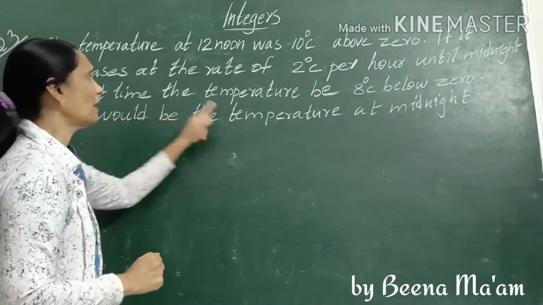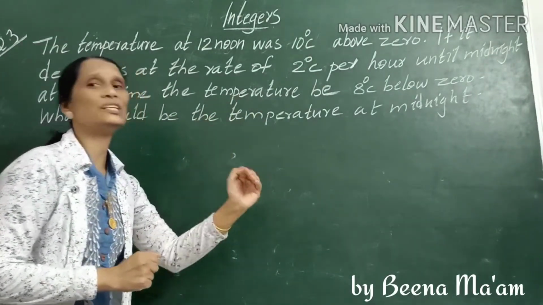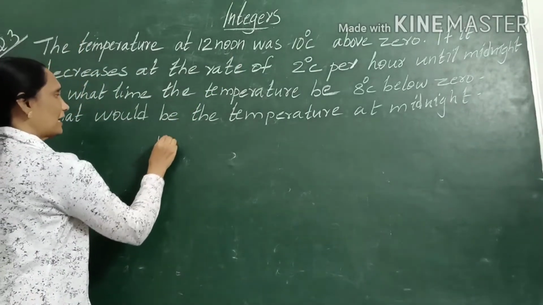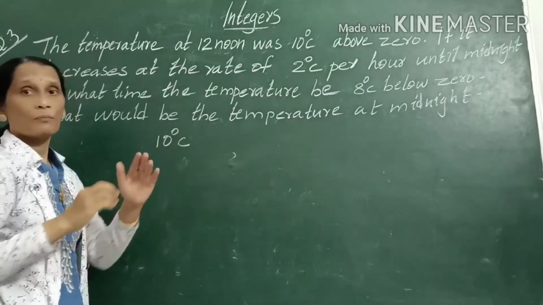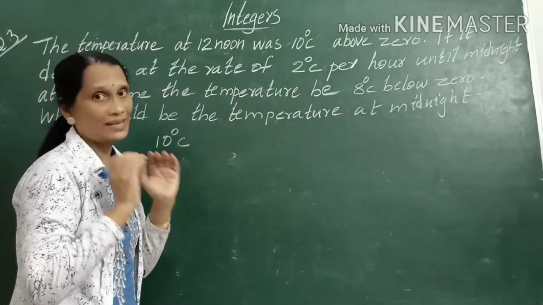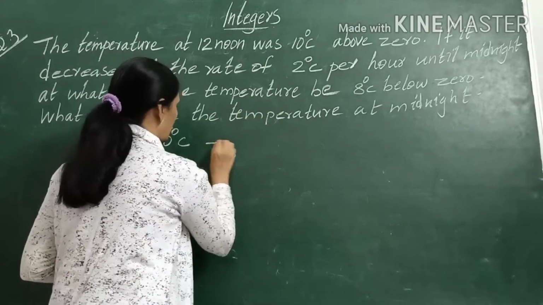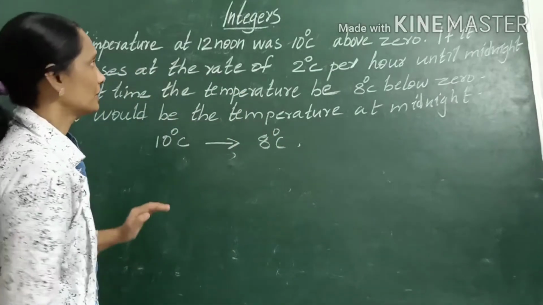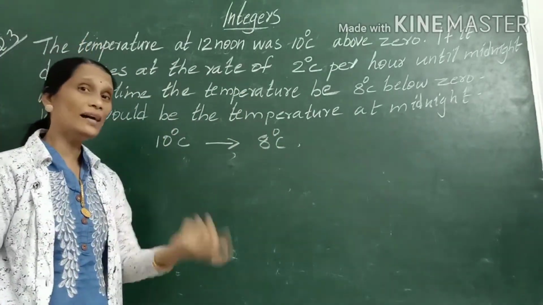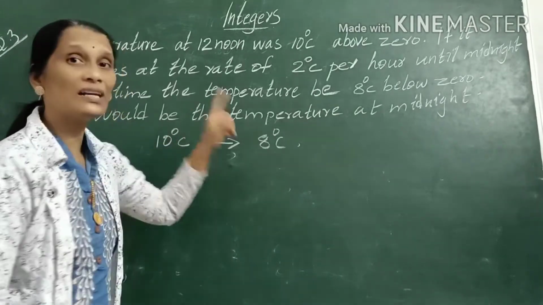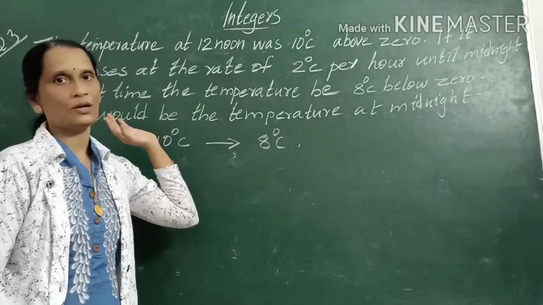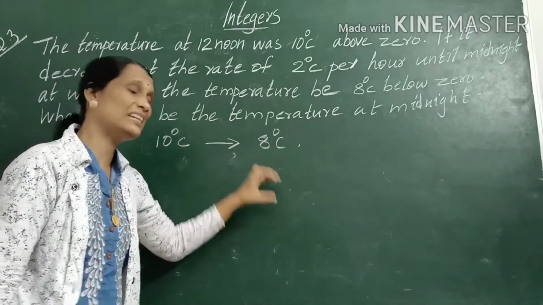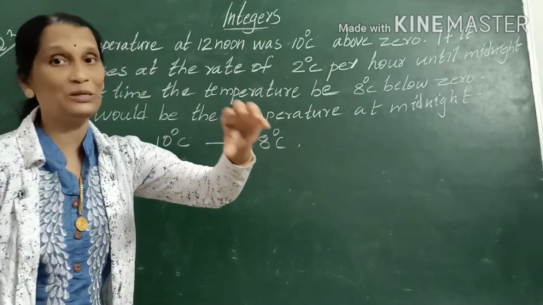At what time will the temperature be 8 degrees Celsius below 0? So actually it was 10 degrees Celsius, but at a particular time, we don't know the time, it became minus 8 degrees Celsius. We have to find out at what time 10 degrees Celsius reduced to minus 8 degrees Celsius. First of all, how much temperature should be reduced? Let us see now.